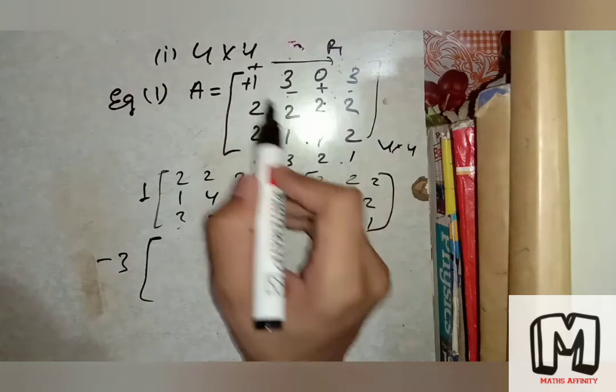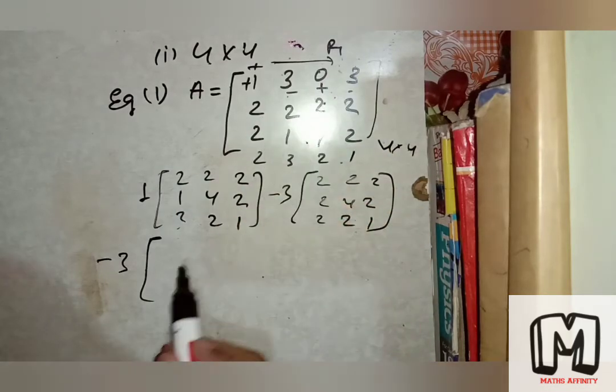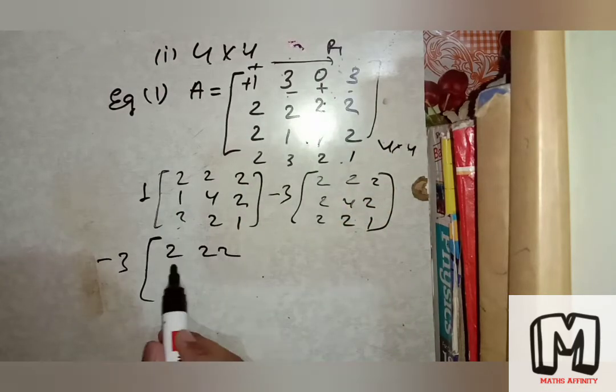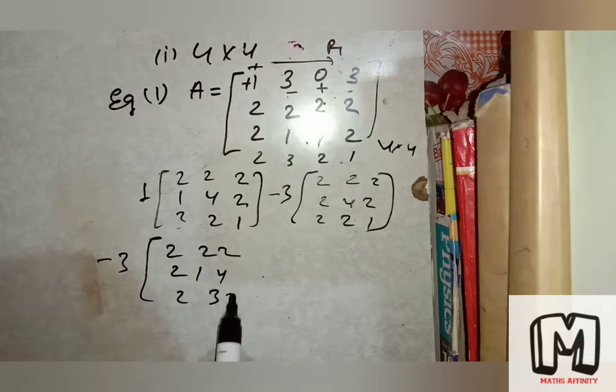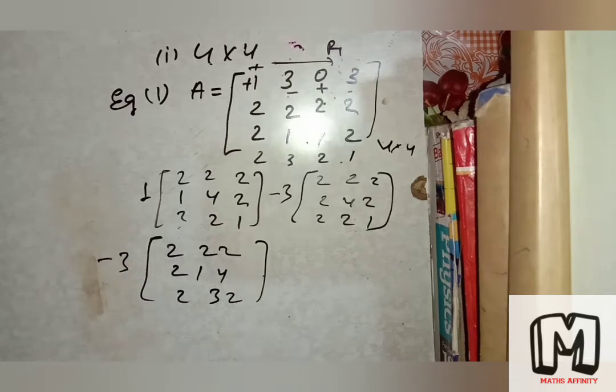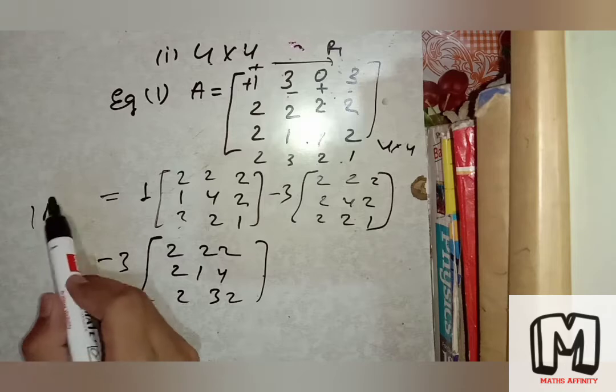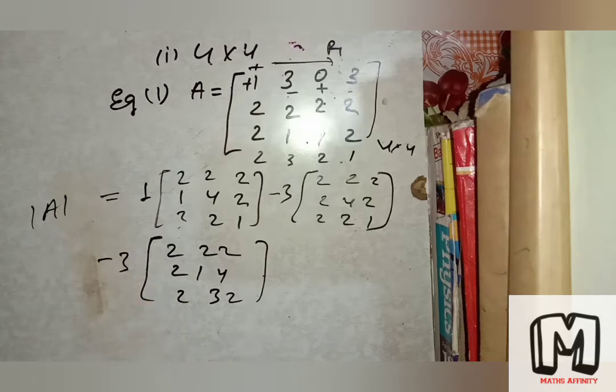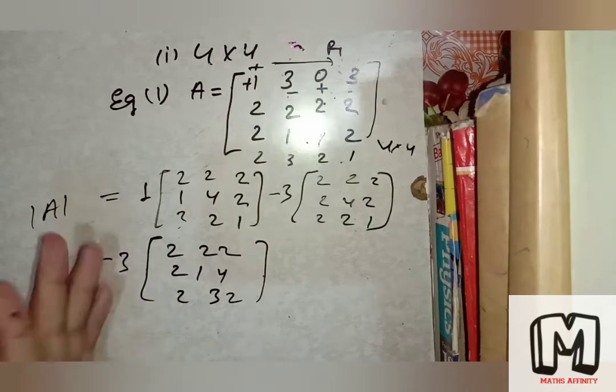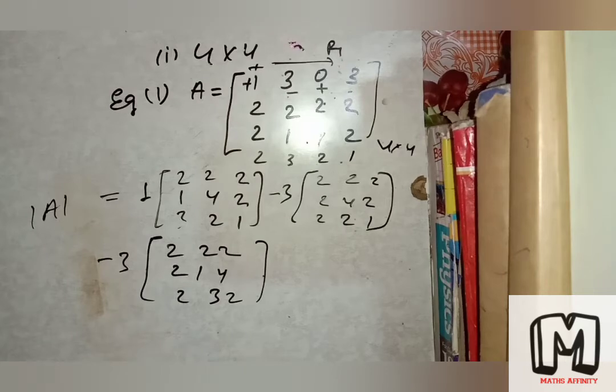Okay, so I am going to write this -3. This column and this row are cancelled out: 2 2 2, 2 2 2, 2 1 4, 2 3 2. So these are the elements, and now we have to solve this so we can find mod A, which means determinant of A. You can usually find the determinant of a 3x3 matrix; you know very well how to solve it, so I'm not going to solve it. I hope you can solve it. If you watch my previous video, then you can solve this type of matrix.